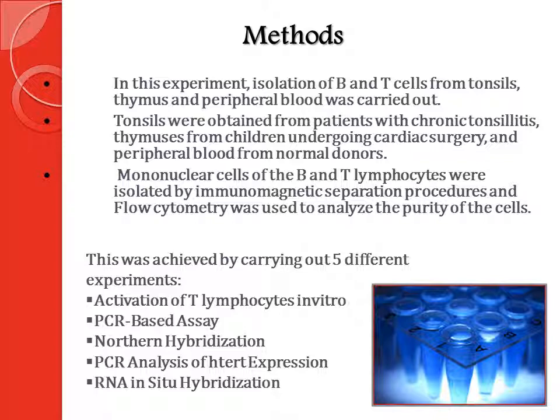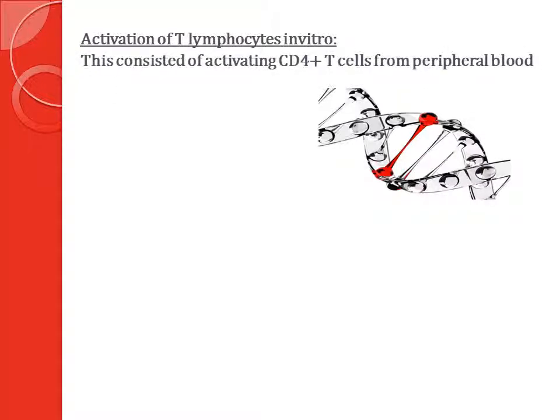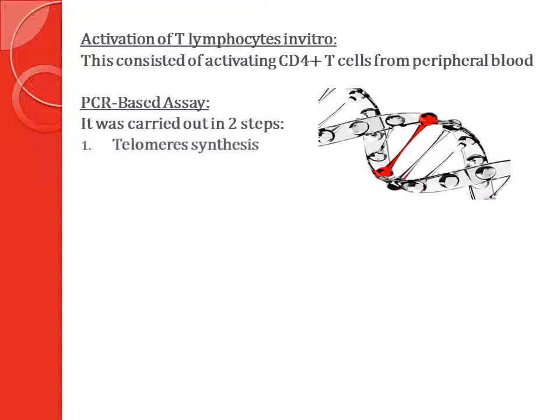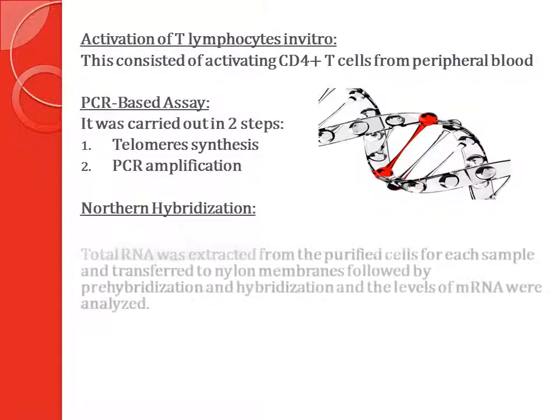This was achieved by carrying out 5 different experiments: activation of T lymphocytes in vitro, polymerase chain reaction based assay, Northern hybridization, polymerase chain reaction analysis of HTERT expression, and RNA in situ hybridization. Activation of T lymphocytes in vitro consisted of activating CD4 T cells from peripheral blood. The PCR-based assay was carried out in 2 steps: telomerase synthesis and PCR amplification.